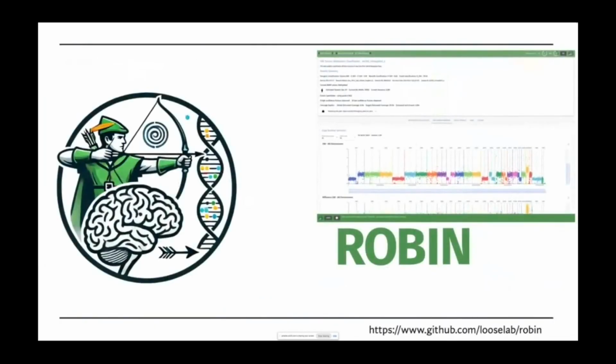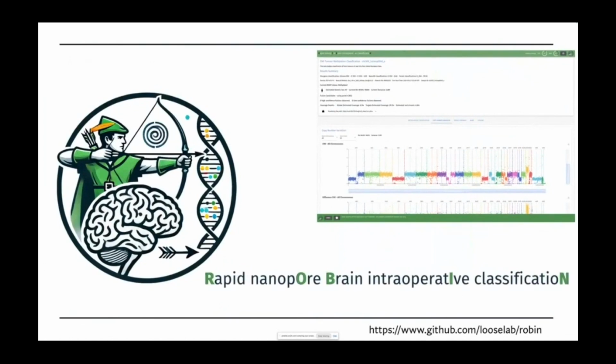Problem is we needed to analyze all of these data, and so this is where Robin comes in, and people ask, well, what is Robin? Robin stands for Rapid Nanopore Brain IntraoperatIve Classification. My colleague Simon Payne is responsible for the dreadful backronym that we have here, but we have developed this tool, and it exploits the ability of nanopore sequencing data to be analyzed in real time as they come off the sequencer.